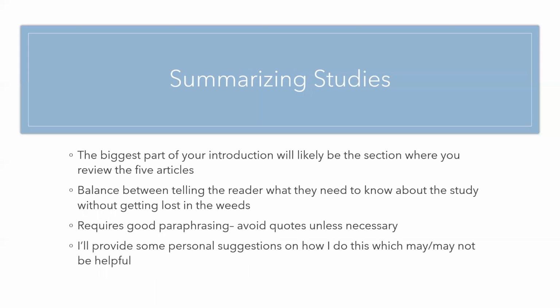So almost all your introduction will be made up of your review of your 5 or more articles. So you need to strike a balance between telling the reader what they need to know about the study without getting lost in the weeds. This requires strong paraphrasing skills, and this is where the APA's dislike of quotes comes into play. So avoid direct quotes unless it's absolutely necessary, and even if you think it's necessary, 9 times out of 10, or maybe even 99 times out of 100, it's usually not. So challenge yourself to not quote, always. And I'll provide a couple suggestions on how I do this, which may or may not be helpful to you.